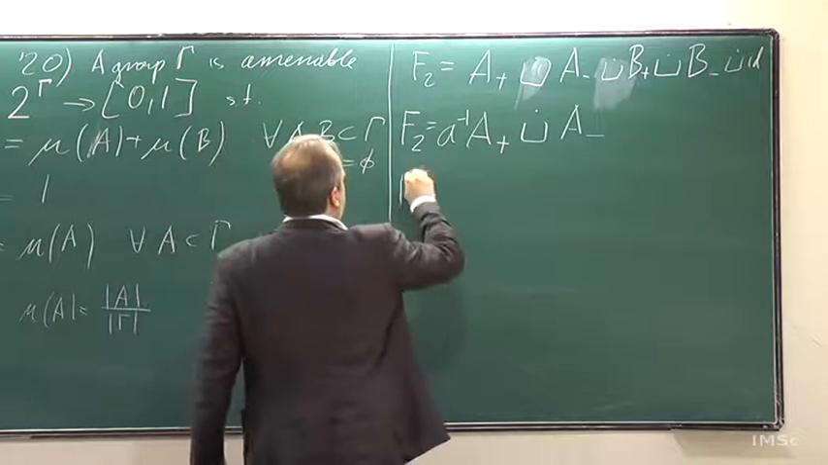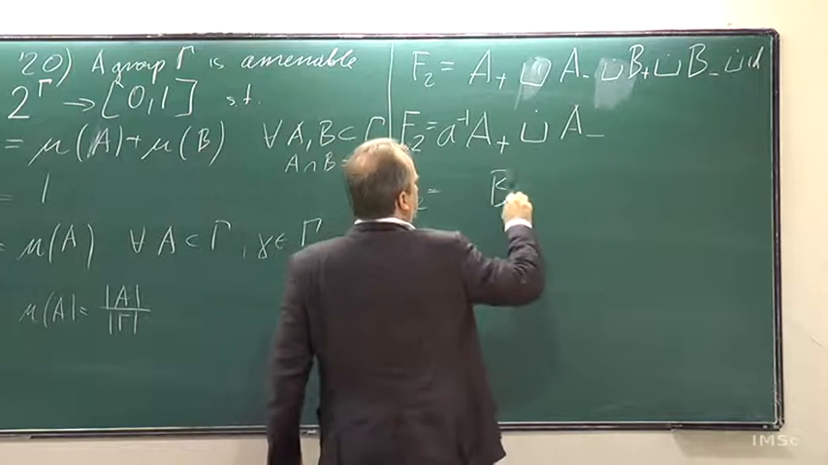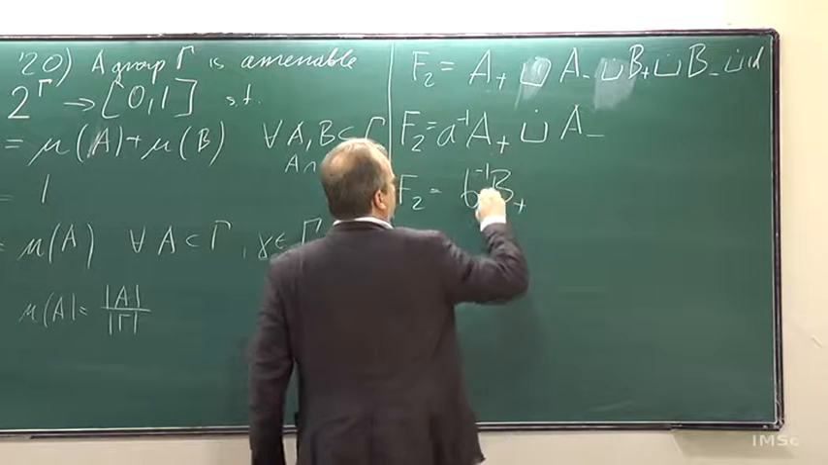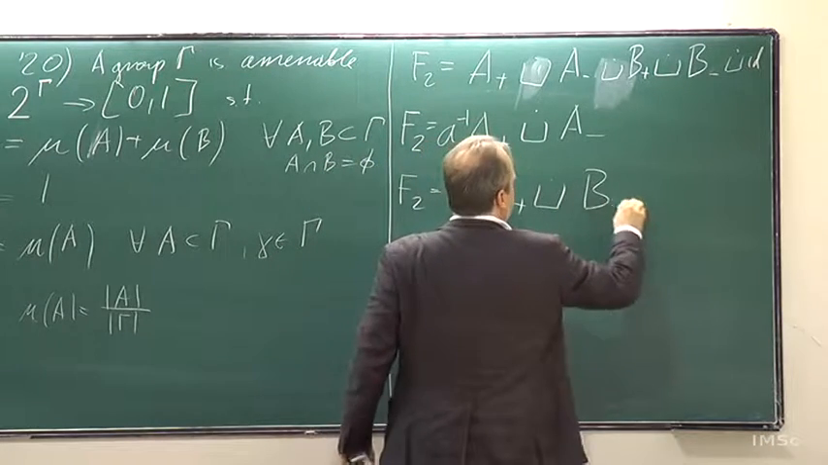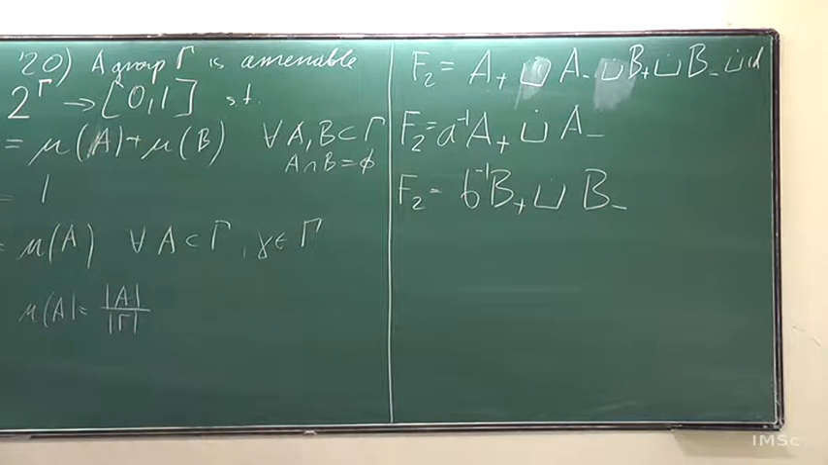And in a similar way, F2 can be a disjoint union of B plus, translated by B inverse, plus B minus. Okay, and what we have here is, in a sense, a paradoxical decomposition of F2, which we represented as the disjoint union of a finite number of subsets, and out of the subsets, using translations, we can obtain 2 copies of F2.